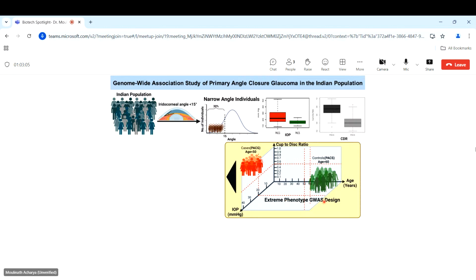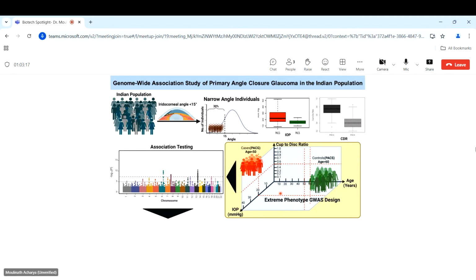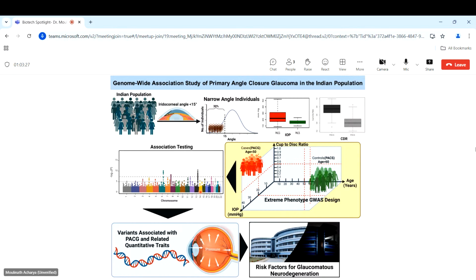So this is the extreme phenotype GWAS design. So this extreme phenotype, meaning this is not a phenotype, age, we considered age as a phenotype, which is basically a proxy of this phenotype. Okay. And then we did association testing. That's the way to do it in GWAS. I will come in a little bit more detail on this part later. And then we have identified variants associated with PACG and related quantitative traits. The quantitative traits we are not discussing today, and we will focus more on the risk factors for glaucomatous neurodegeneration.